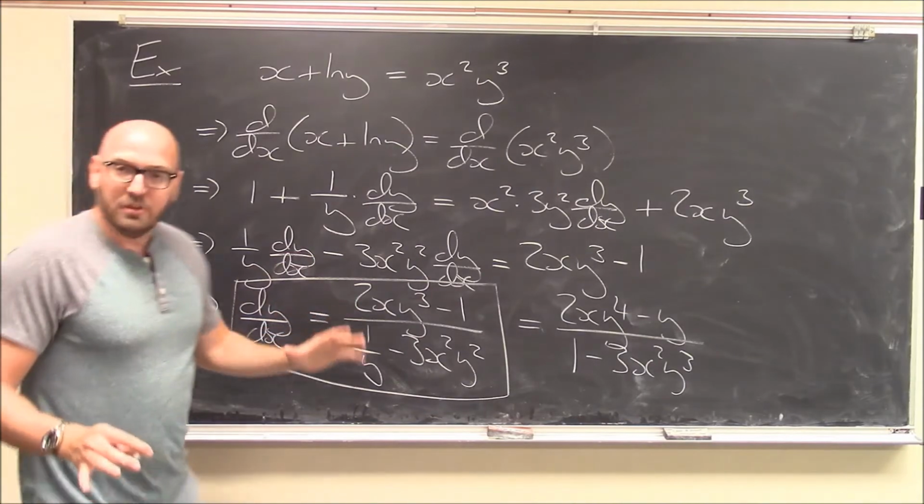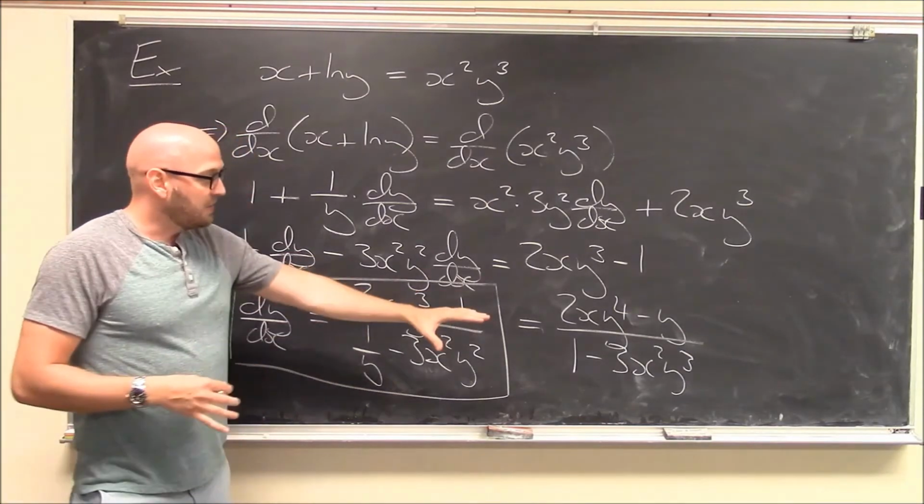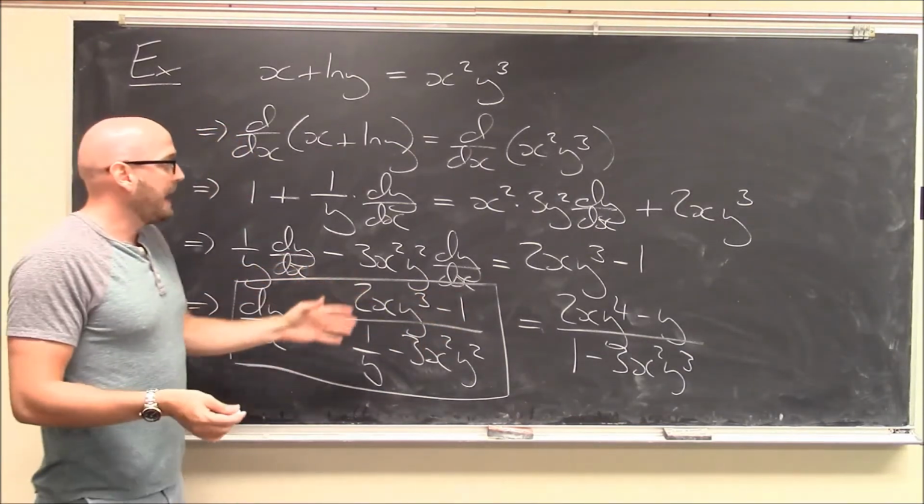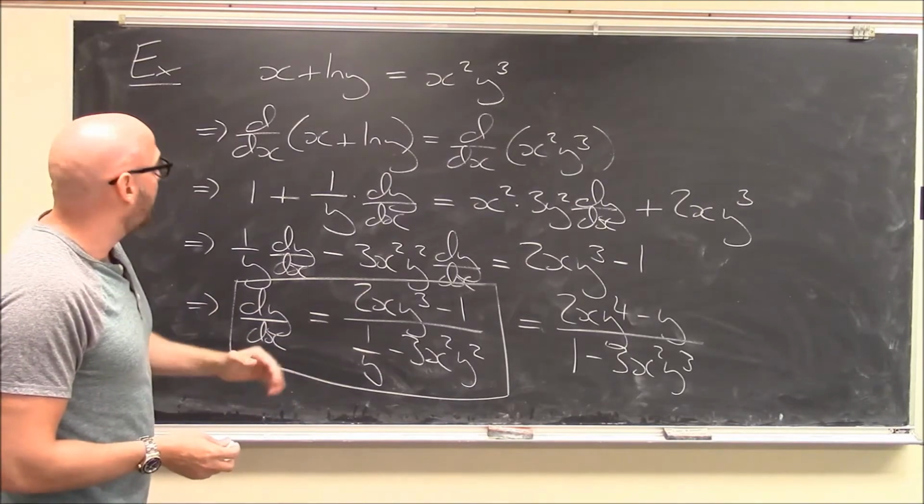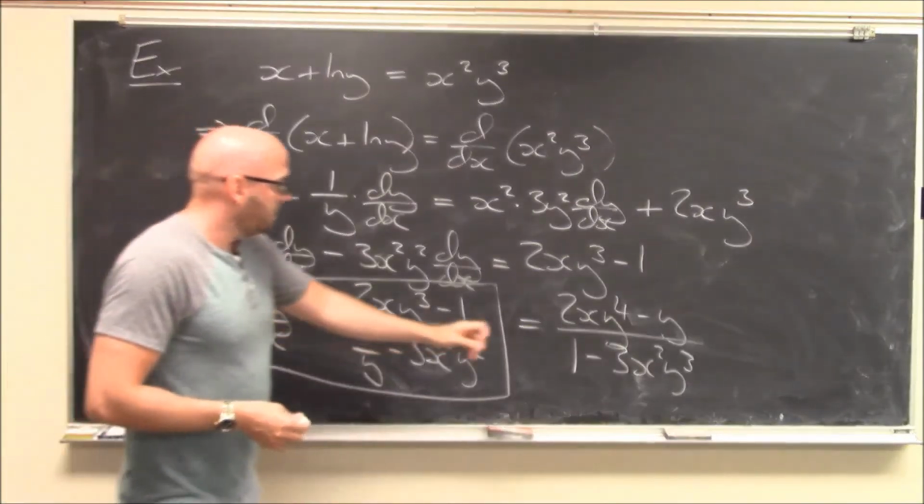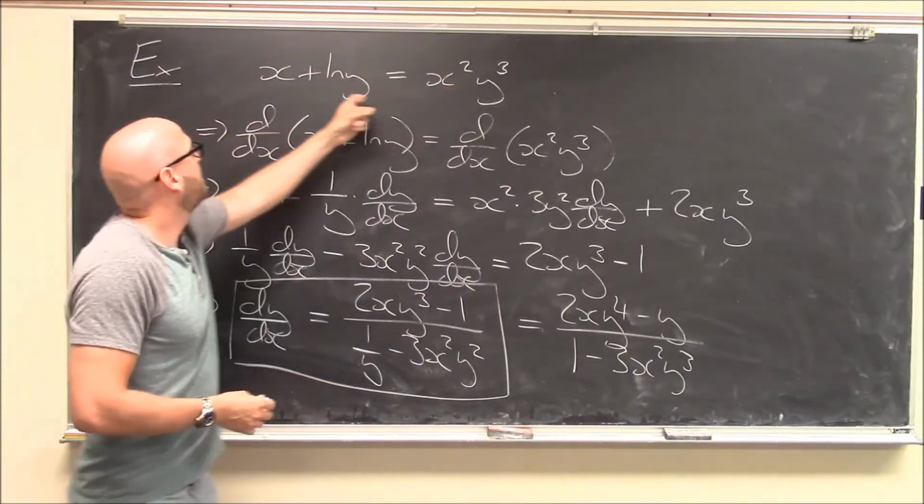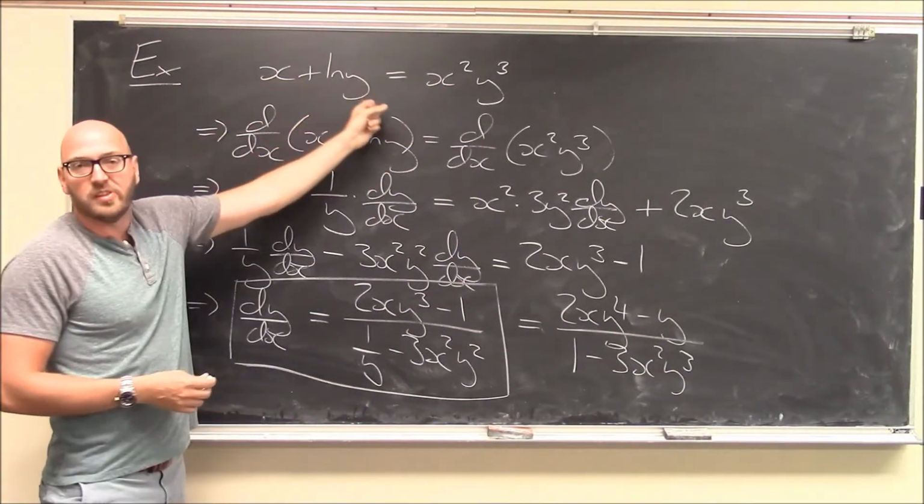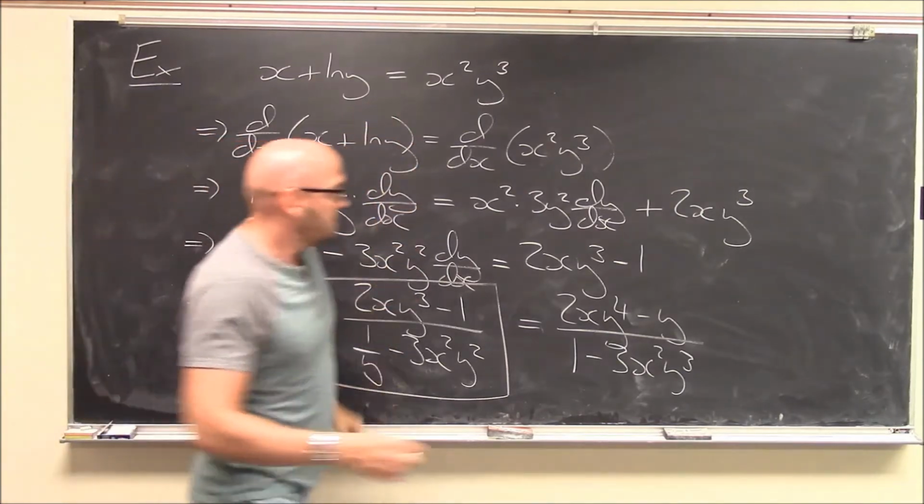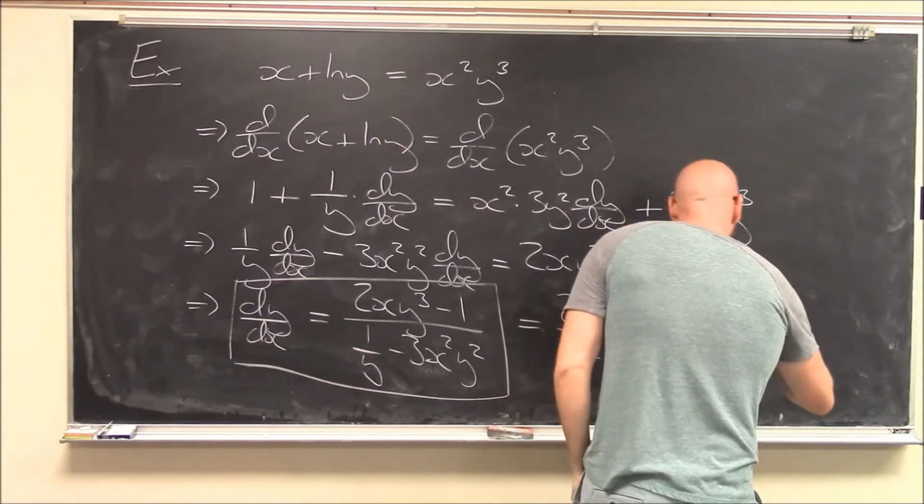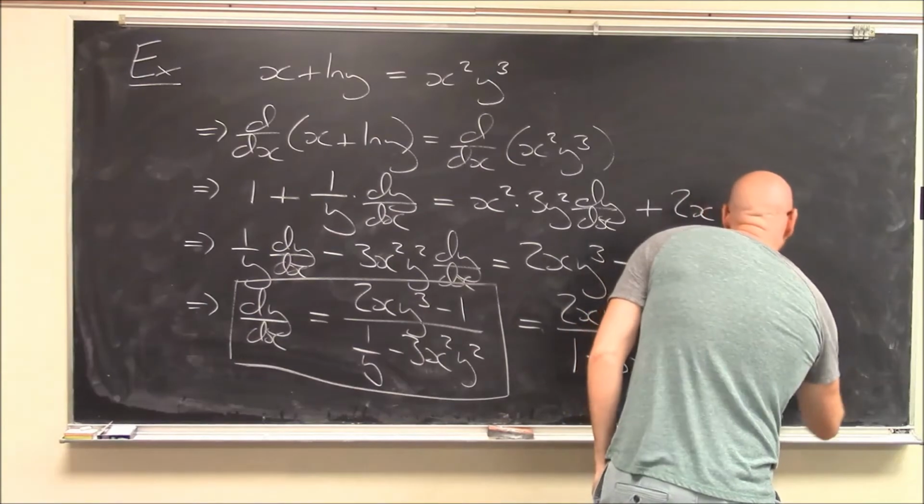Here's other tricks you could do. Other tricks you can do to make your answer potentially look a little prettier. You don't have to, and I don't think it makes it look any prettier in this case. But x squared y cubed, what does x squared y cubed equal? Well, remember up here, x squared y cubed equals x plus ln of y. So you can do tricks like this that sometimes help your answer look nicer.